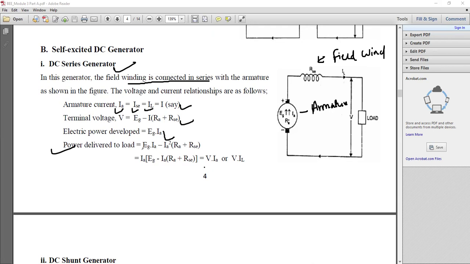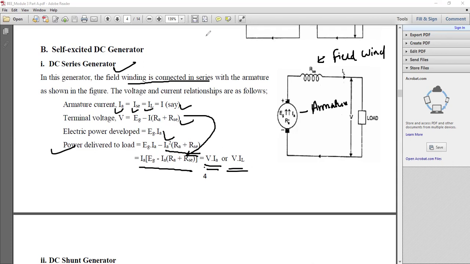Therefore, the total power developed is the electrical power developed minus the losses. Eg into Ia minus Ia square into Ra plus Rse. I square R loss, you might have heard about that. So Ia into Ia will be taken as a common factor: Ia into Eg minus Ia into Ra plus Rse. Okay, so Ia you can take outside. Eg minus Ia into Ra plus Rse is nothing but the terminal voltage, which you already defined. So ultimately, I'll be getting V into Ia.